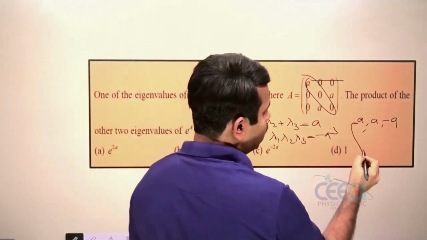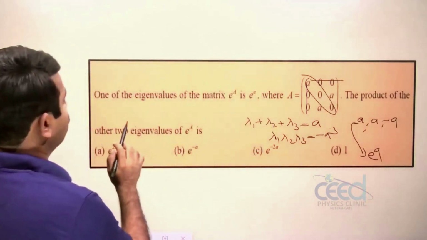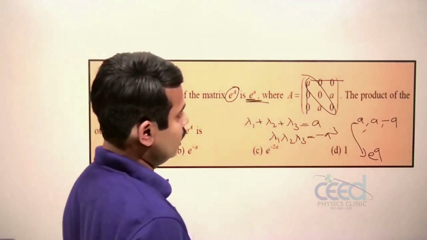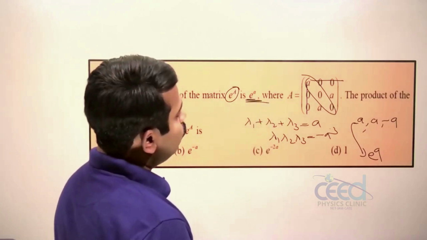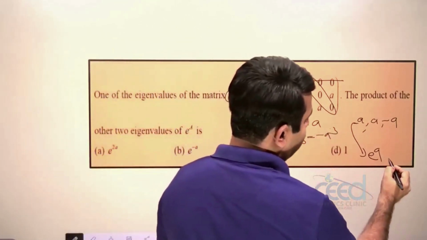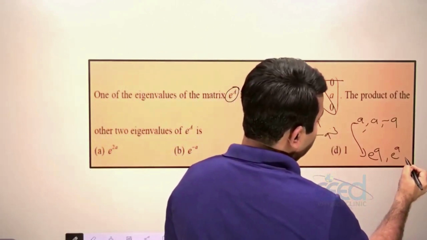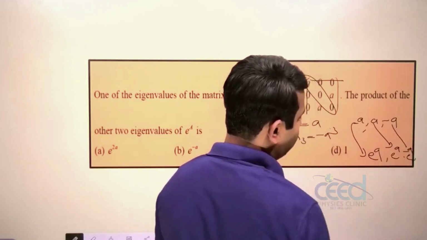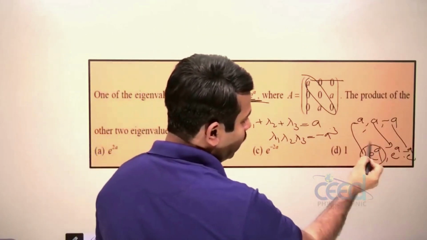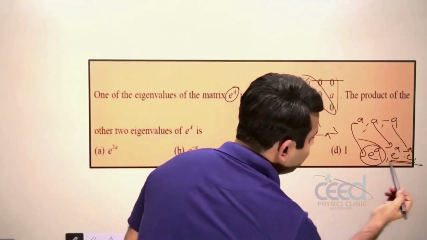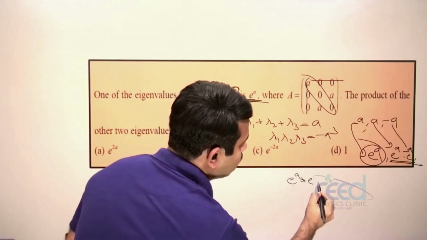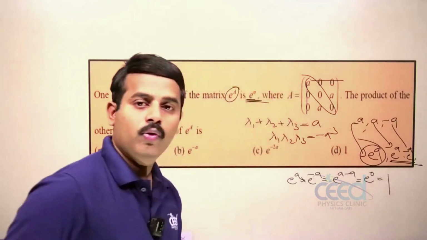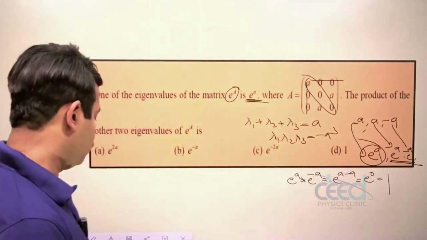Then one eigenvalue is e raised to a, that is given in the question. One of the eigenvalues of e raised to A is e raised to a, right? Now what should be expected for the other eigenvalues? For this a, the corresponding is e raised to a, and for this minus a, the corresponding is e raised to minus a. Then this eigenvalue is given as e raised to a. The product of the other two eigenvalues is e raised to a into e raised to minus a, that is e raised to a minus a, that is e raised to 0, that is equal to 1. Alright. So, very simple question, right?